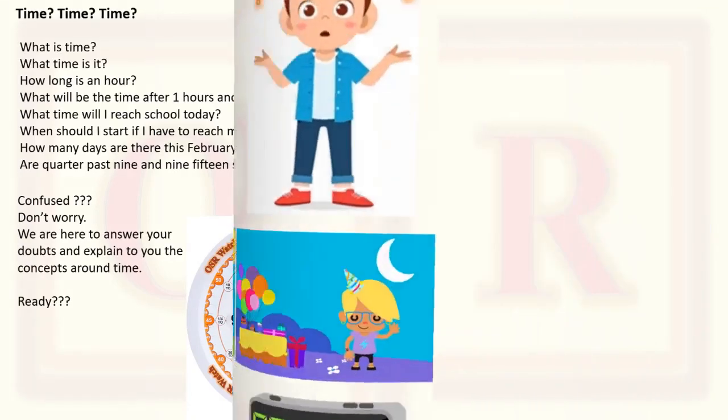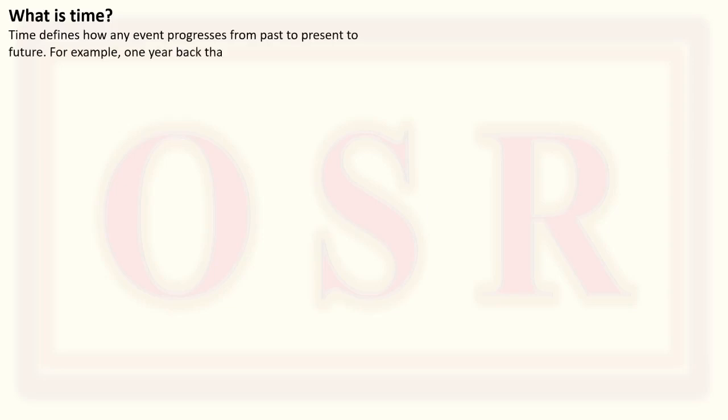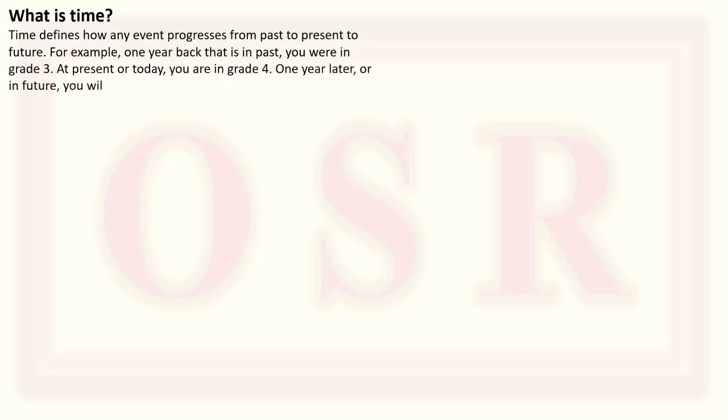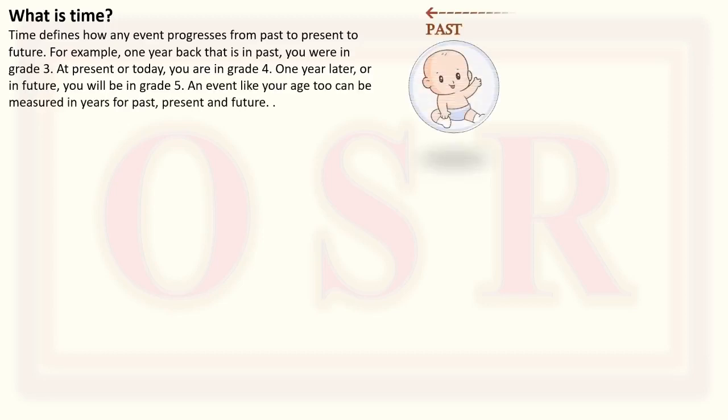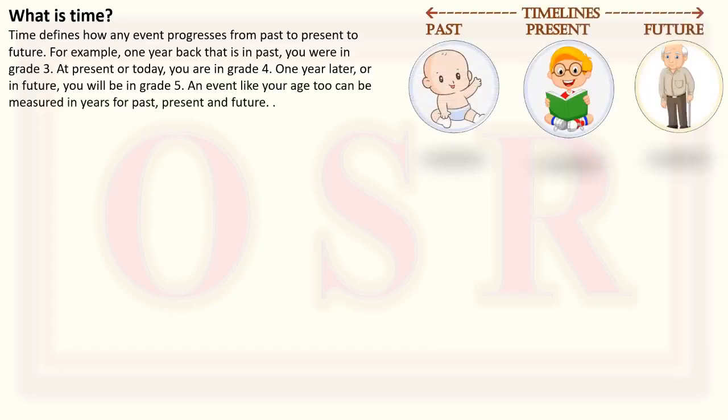Ready? Okay. What is time? Time defines how an event progresses from past to present to future. For example, 1 year back, that is in the past, you were in grade 3. At present or today, you are in grade 4. 1 year later, or in future, you will be in grade 5. An event like your age too can be measured in years from past, present and future. Now look at this image, it explains clearly past, present, future.